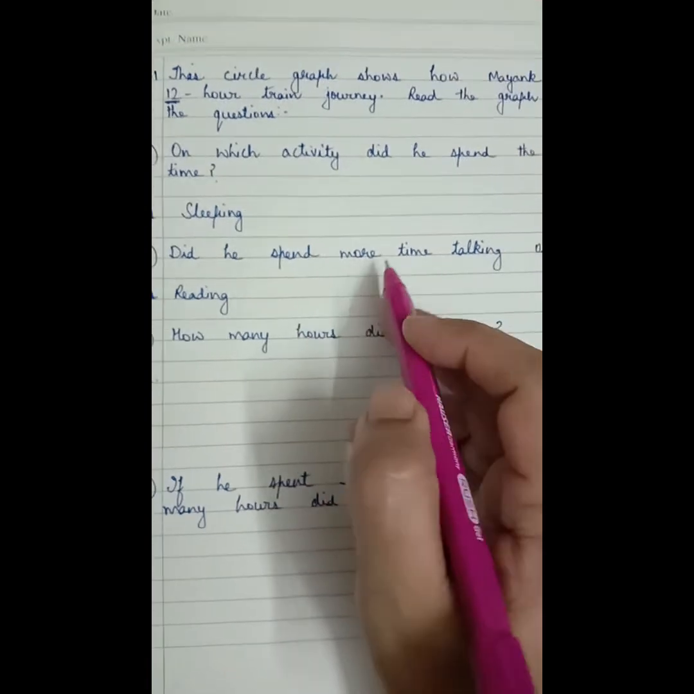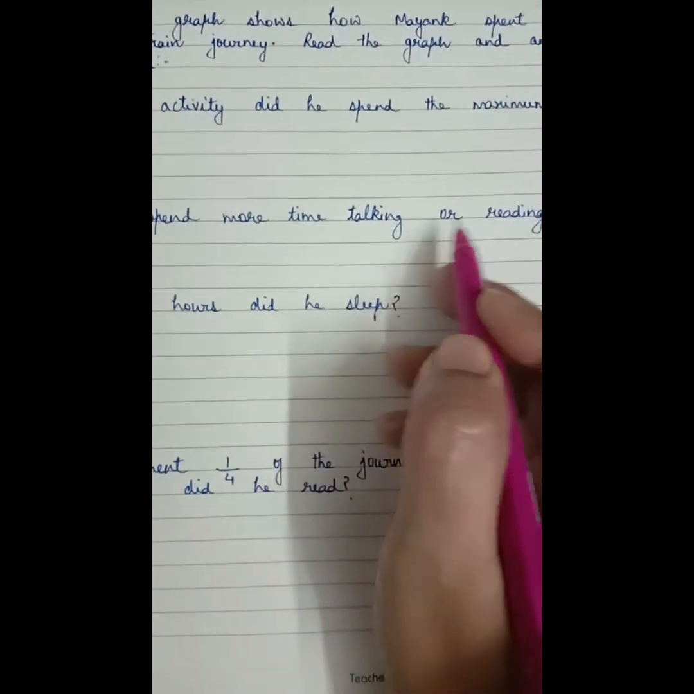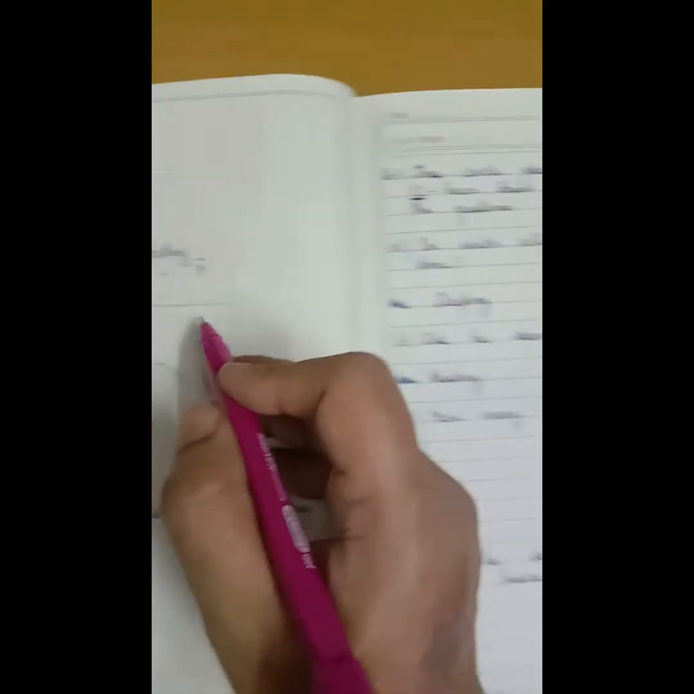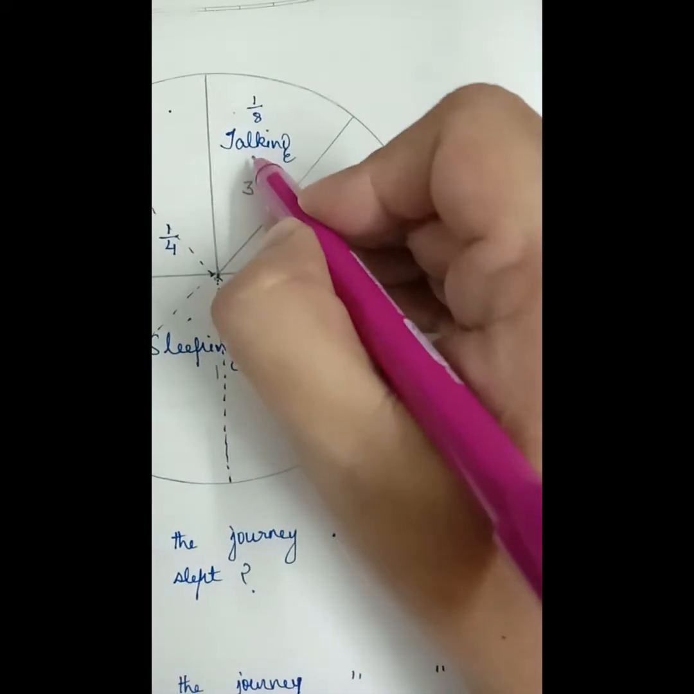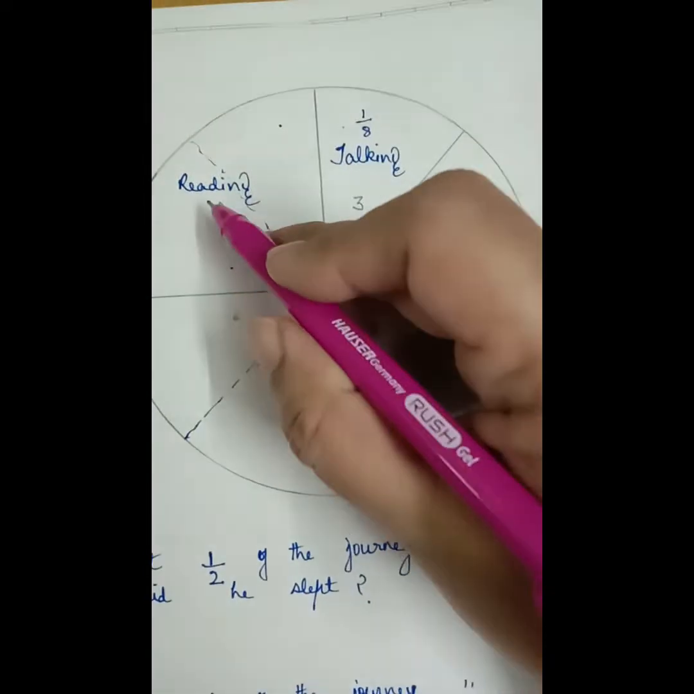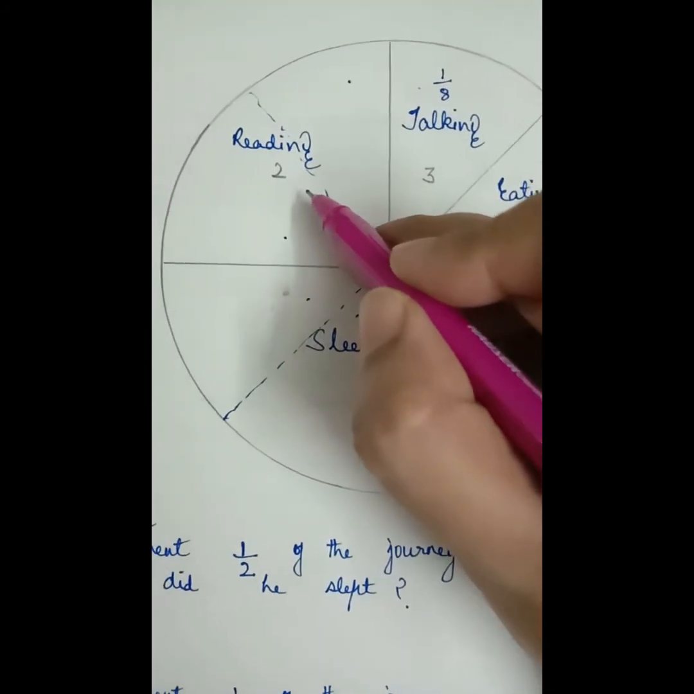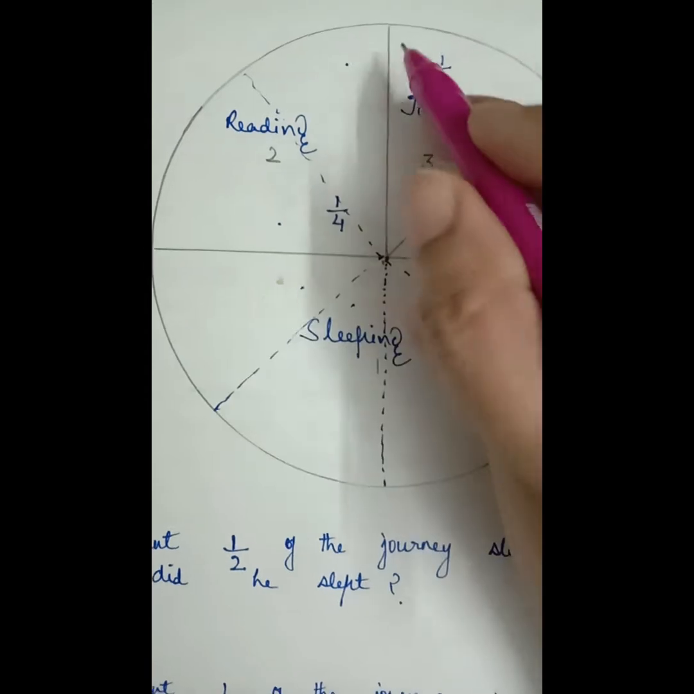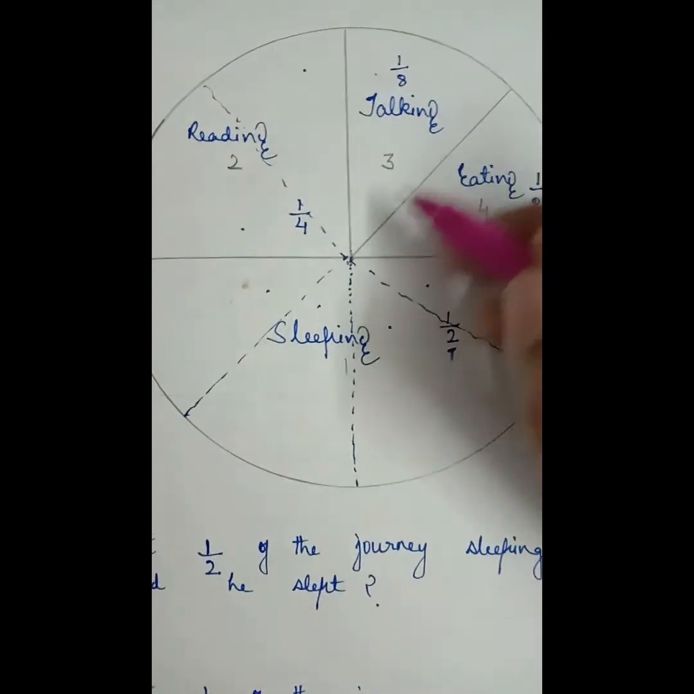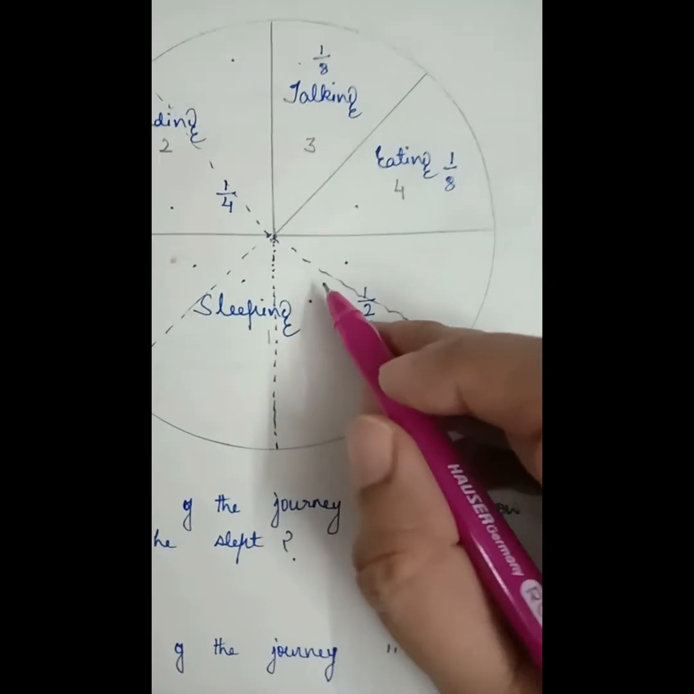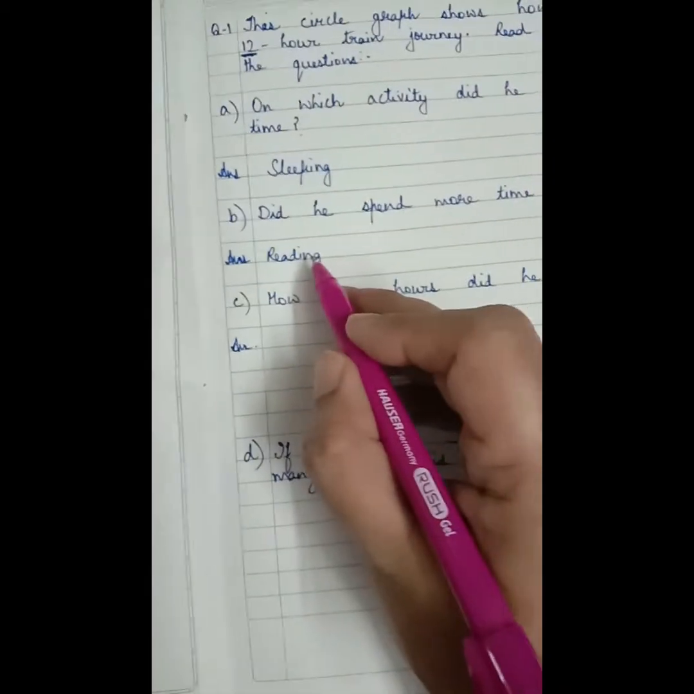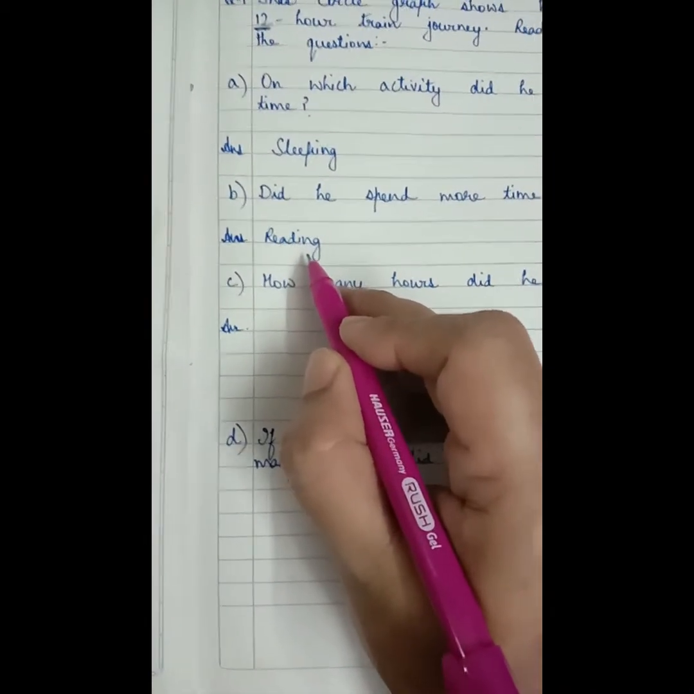Did he spend more time talking or reading? Now check this circle graph. This is talking, 1/8 part, and reading was 1/4 part. So this part was bigger. This section is bigger. It is 1/4 and talking is 1/8. So he spent more time on reading.